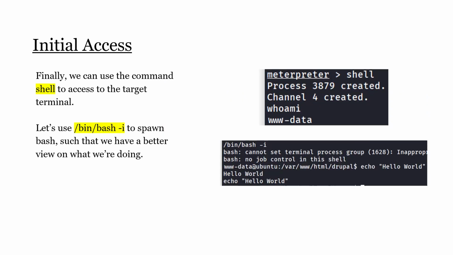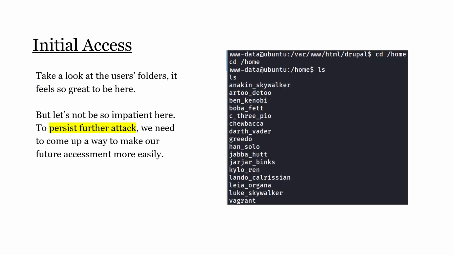After obtaining a session, we use the shell command to access the target system. To make the environment easier to work with, we spawn a bash shell using this command. And great, now we can directly interact with the target system through the terminal. At this stage, we can browse the user directories on the system. However, we are still logged in as a low privilege user, which limits what we can do. So to continue the attack and gain long-term control, we need to escalate our privilege and establish persistence.